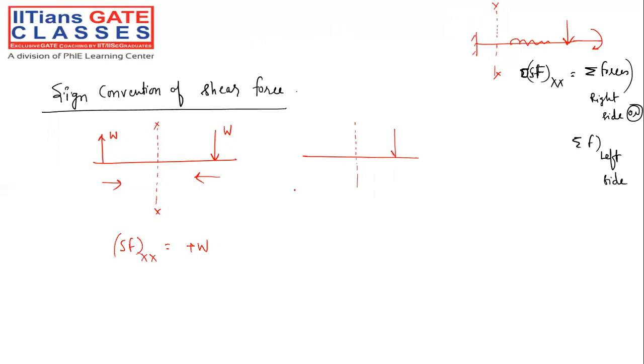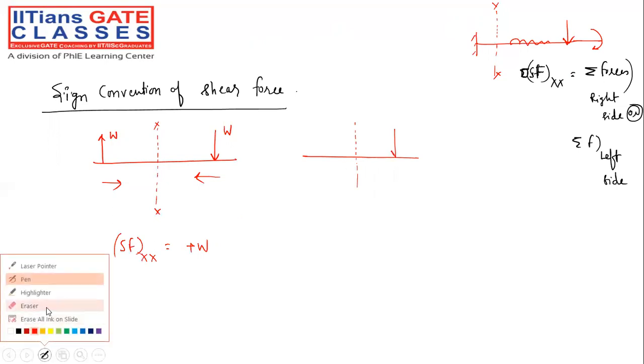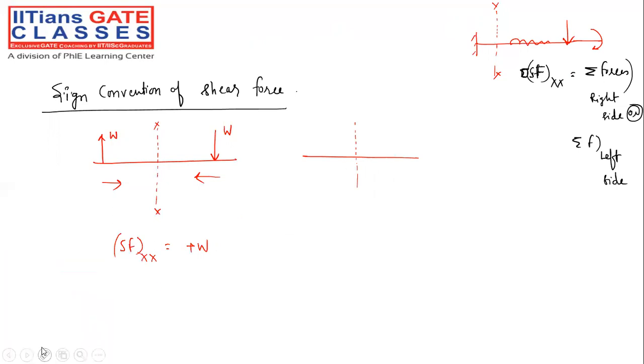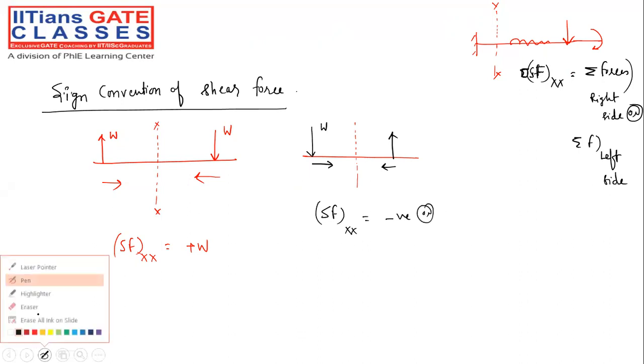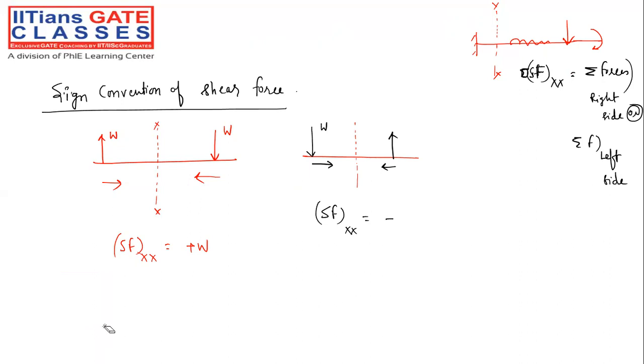Now, when we have these load conditions in the reverse manner, let's suppose, for example, if it is given in the reverse manner like this, whether you are moving from this side or from this side, the shear force will be considered negative, my dear friend. Or we are calling this minus W. It's better to write minus W, right? So these are the sign conventions for shear force, right?